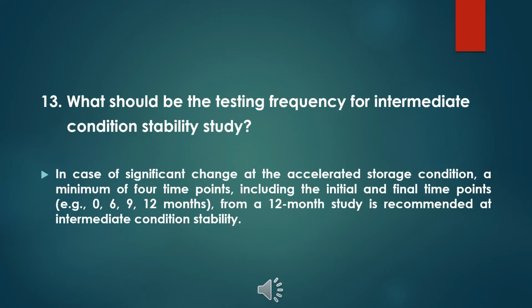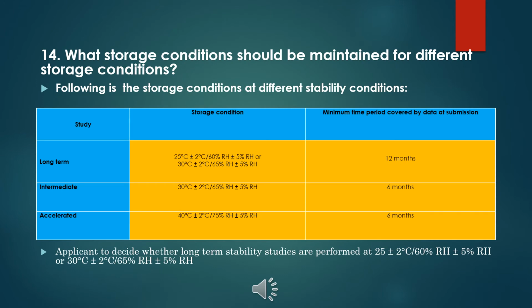Next, very important question, friends. What should be the testing frequency for intermediate condition stability study? In case of significant change at the accelerated storage condition, a minimum of 4 time points including the initial and the final time point, for example 0, 6, 9 and 12 months from a 12-month study, is recommended at the intermediate condition stability.